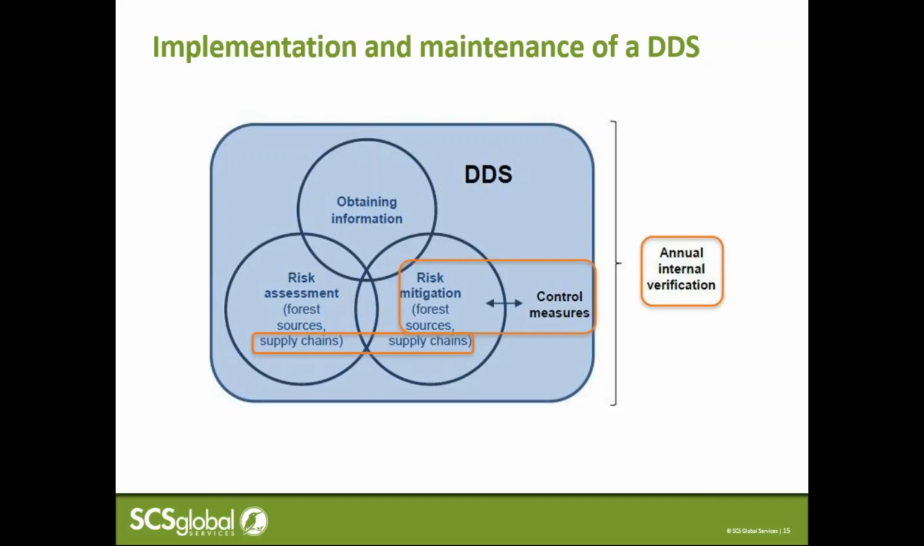And lastly, in order to effectively manage the DDS, version 3 of the FSC controlled wood standard requires annual internal audits. To summarize, mitigating risk, assessing and mitigating the risk of mixing with non-eligible inputs in the supply chain, and instituting an annual internal audit program are new and integral additions to the FSC controlled wood standard.